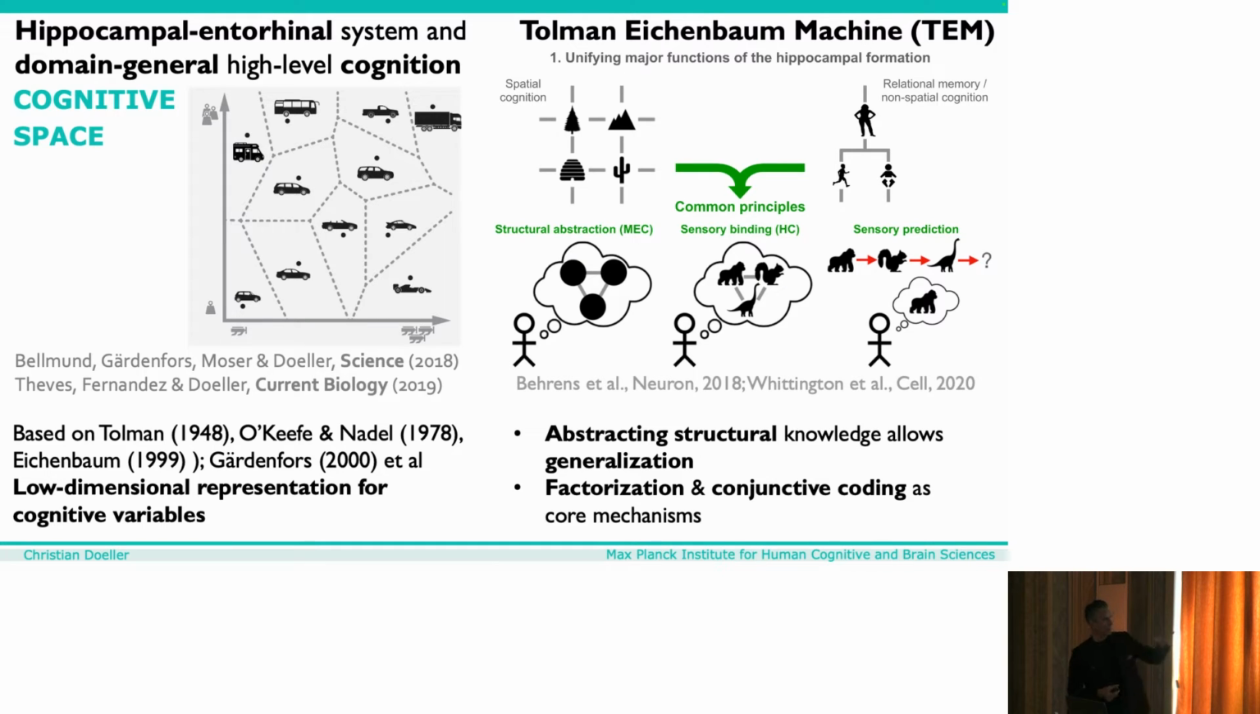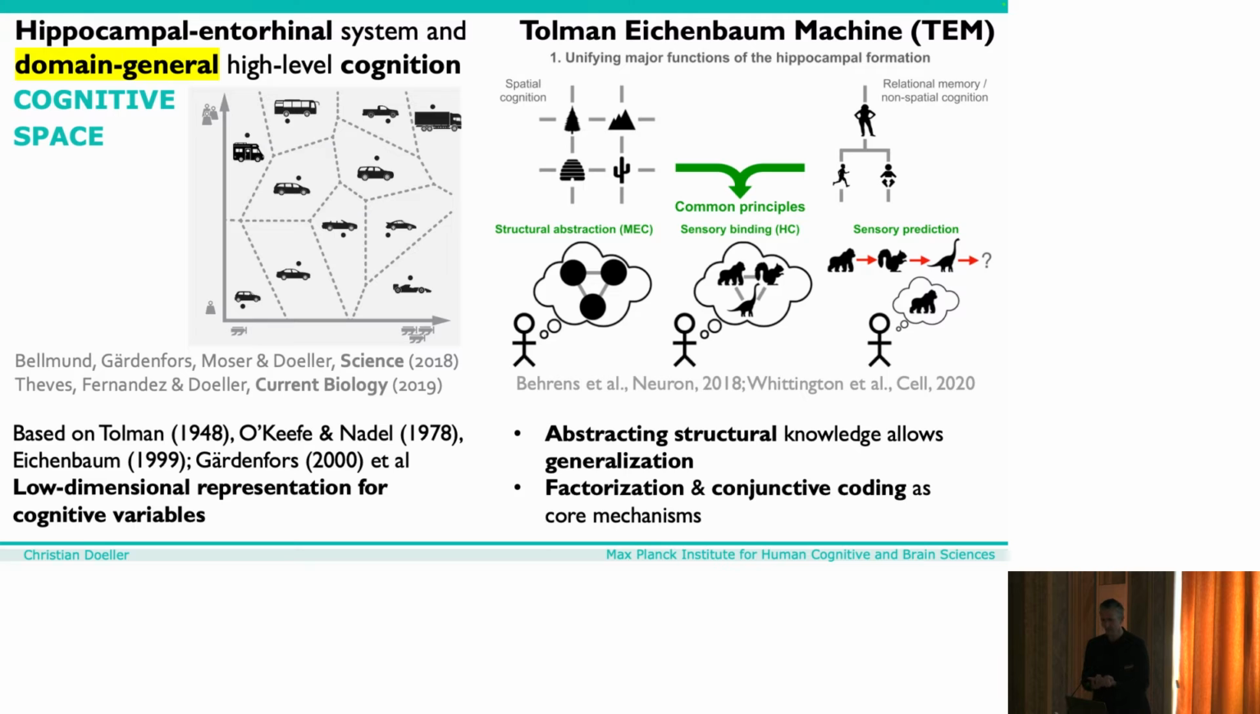So abstracting structural knowledge allows generalization, which is one of the key assets computationally captured by the model, summarizing what we know about the different cell types. And factorization and conjunctive coding is also a very important property in the system. So one aspect we always thought about is that these cognitive maps or cognitive spaces provide a domain general framework for understanding higher level cognition.